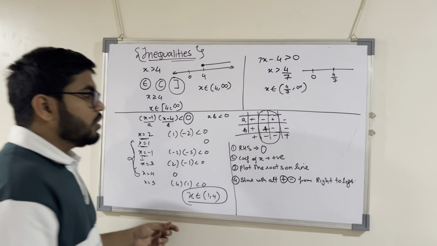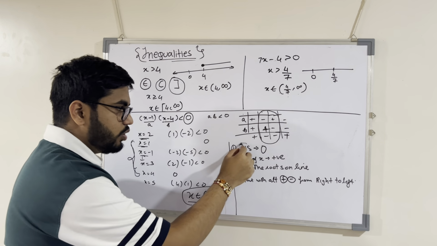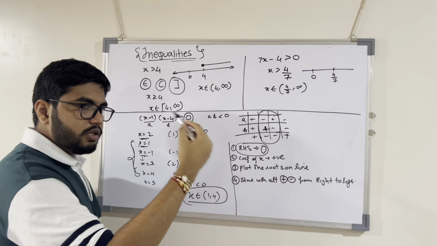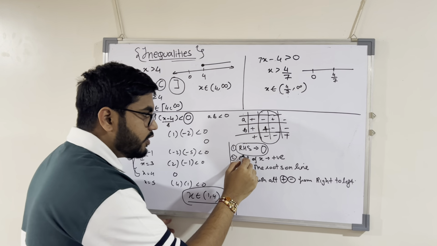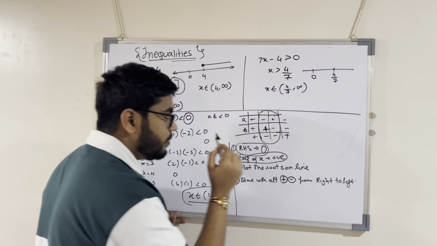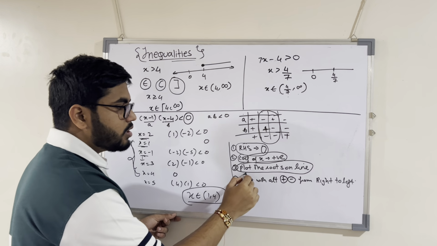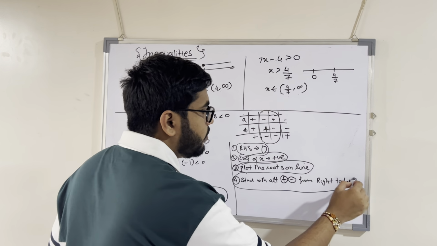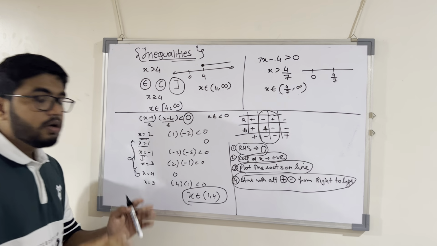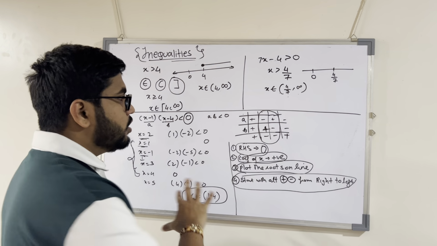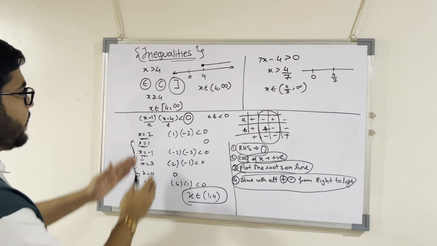So this is it. RHS has to be 0. Always check. If it is not, we have to make it 0. Coefficient of x has to be positive. Plot the roots on the number line. Start with alternate positive, negative from right to left. I will come up with a difficult example for it so that you are able to grasp this.